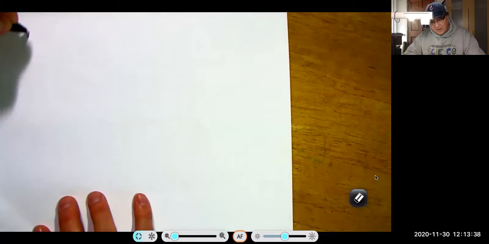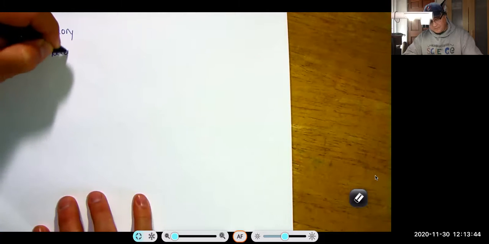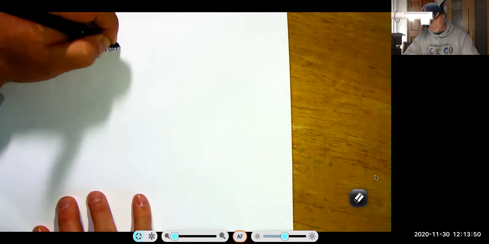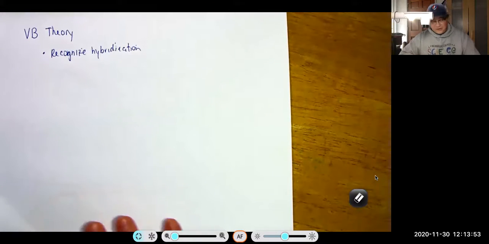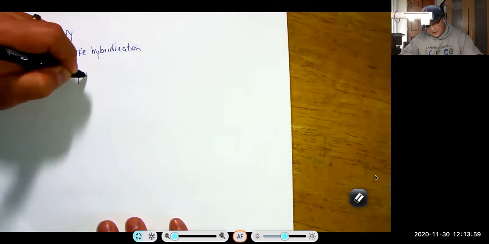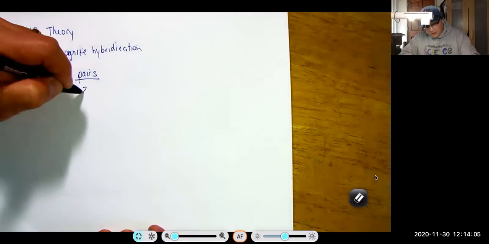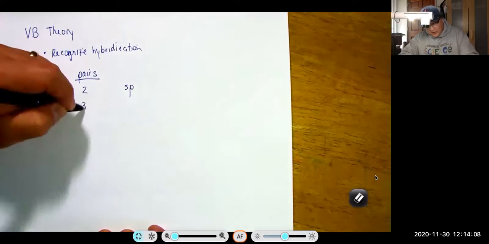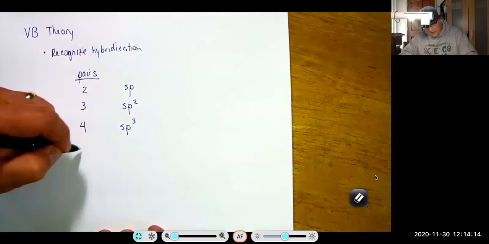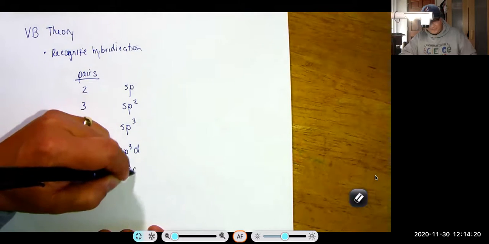So for valence bond theory, you have to be able to recognize hybridization. And it's real easy to recognize hybridization, really easy. All you have to do is count pairs. And these pairs that I'm talking about are the same pairs from VSEPR. If you have 2 pair, you're sp hybridized. If you have 3 pair, you're sp2 hybridized. If you have 4 pair, you're sp3 hybridized, 5 pair, sp3d hybridized, and 6 pair, sp3d2.